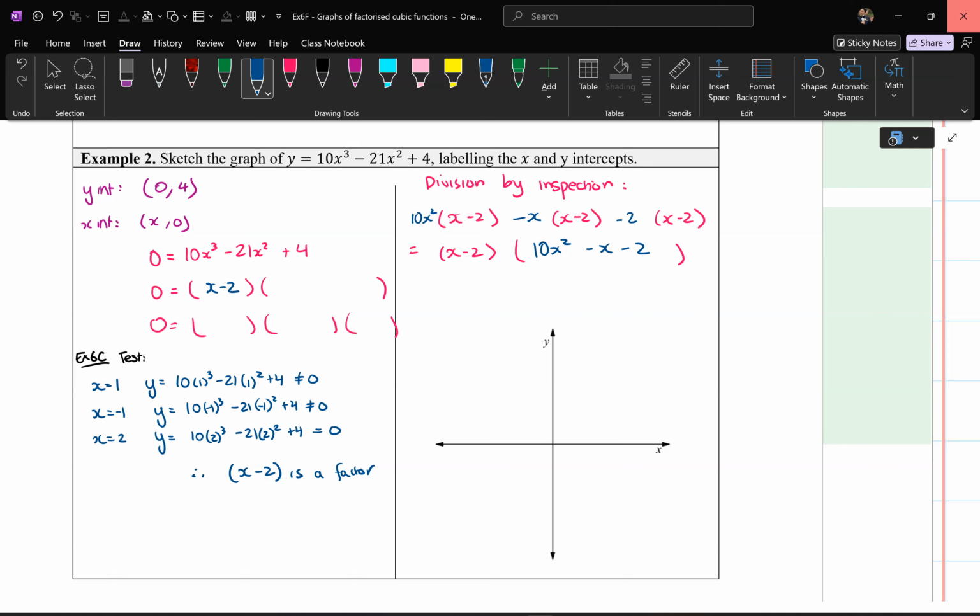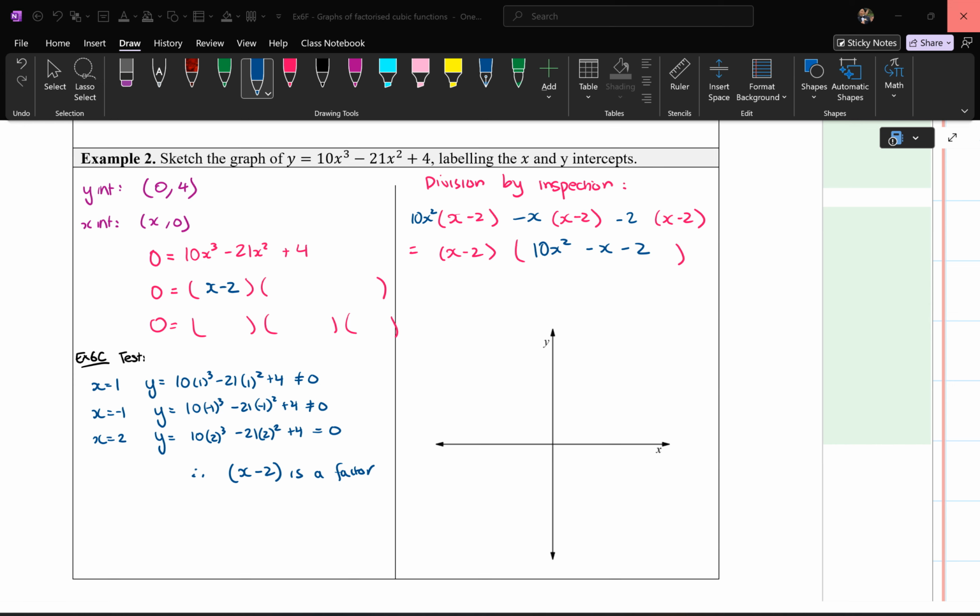Recording from here as well. Is this recording? Cool. So, same thing. Y-intercept should be 0, 4. X-intercept, let y equal 0. Find your factor. If you test the numbers, 2 should have been the one that works. So that means x minus 2 is a factor. So everyone should have got the first step, x minus 2.